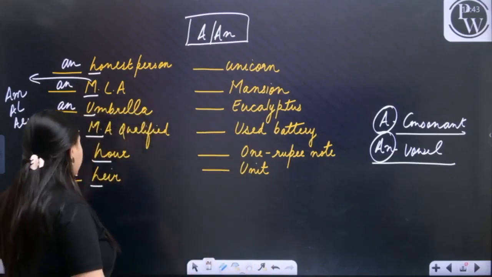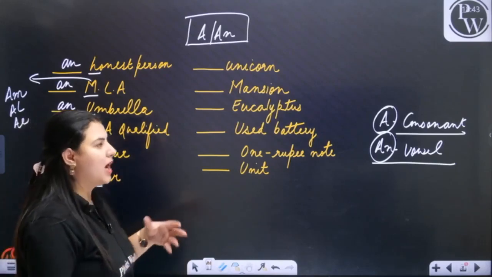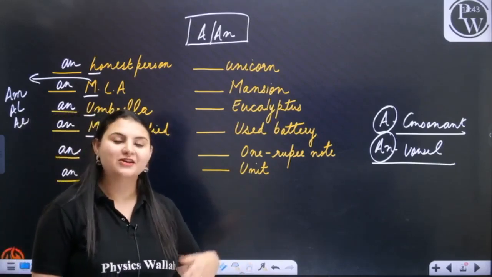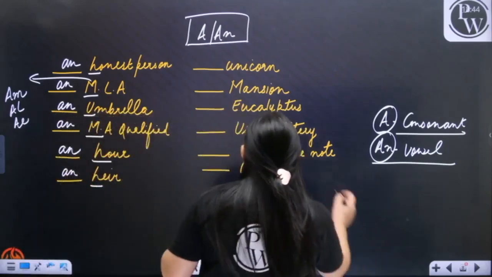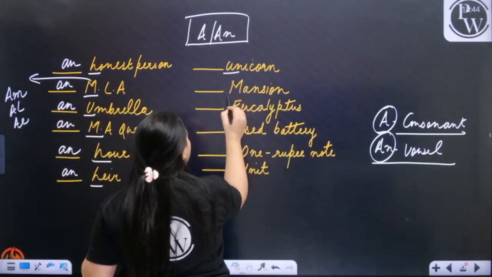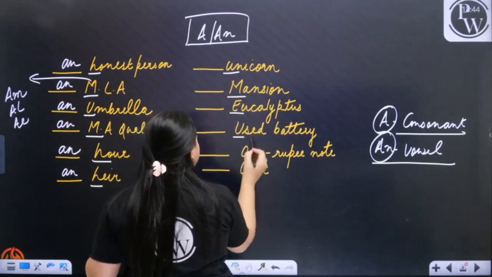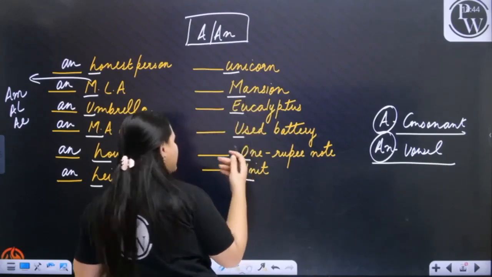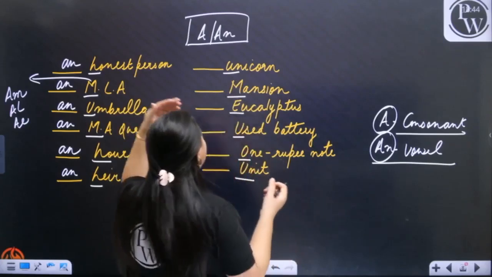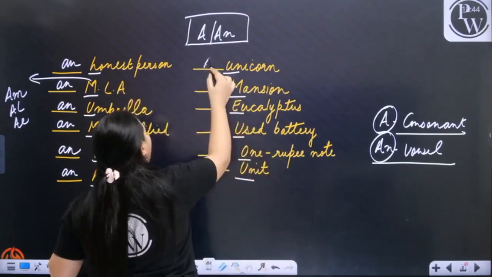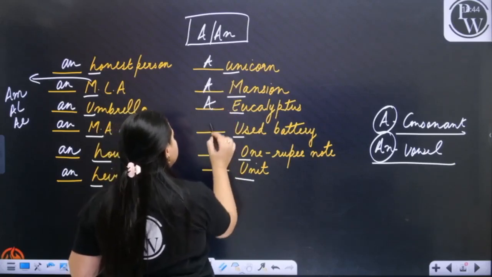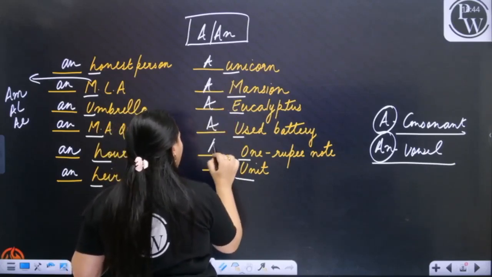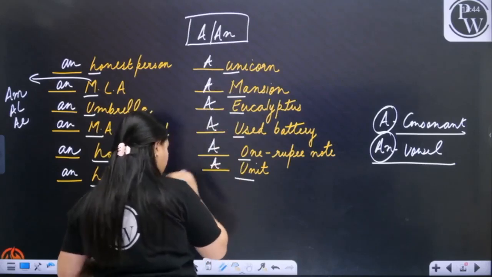Air is also, you know, if you talk about air, air is starting with a consonant, but the sound is A, which is a vowel sound. Now, if we look at these examples, let's underline the first word and try to listen to the sound. Unicorn, a unicorn, a mansion, a eucalyptus, a used battery, a 1 rupee note, a unit.